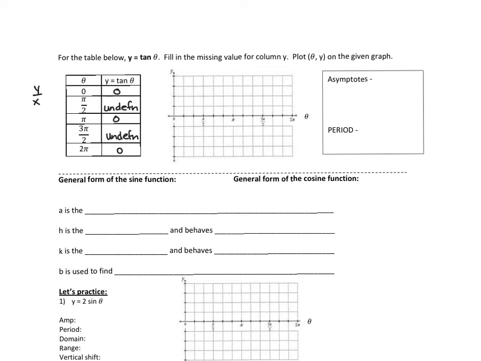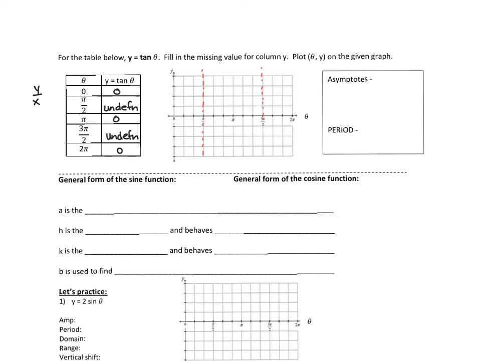So now we have to be able to plot the undefined. It's really an asymptote in our graph. It's a place that our graph doesn't exist. So I'm actually going to go to my graph, and I'm going to put a vertical dotted line at pi over 2 and at 3 pi over 2.